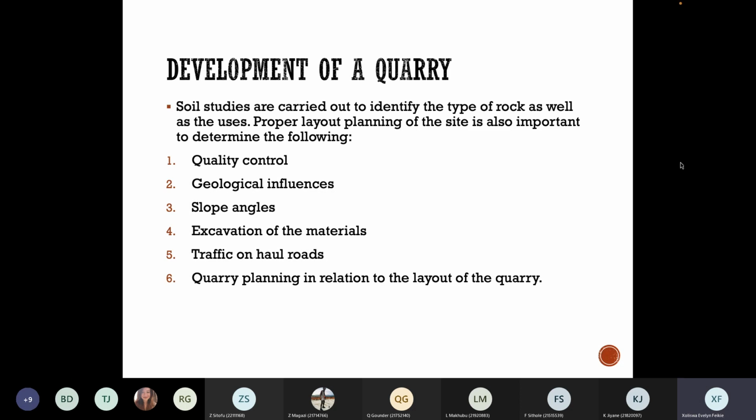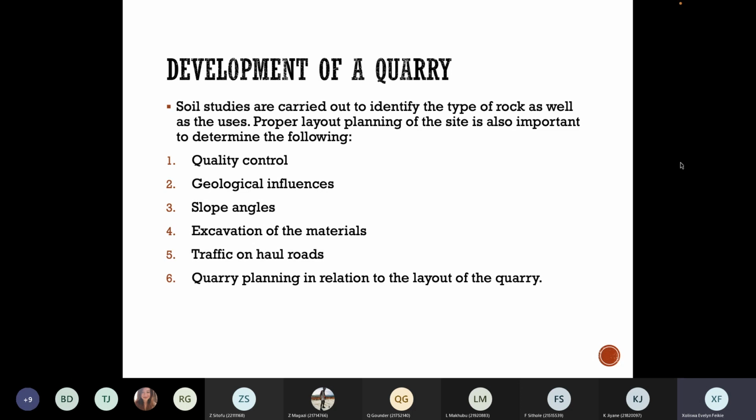So you need to make sure that when you're developing a quarry, you look into things such as the quality control, geological influences, slope angles, excavation of the material, traffic on haul roads, quarry planning in relation to the layout of the quarry. All these things in terms of quality control: will the material that you're going to get suffice, or will it be exactly what you need for that specific use or that specific layer?